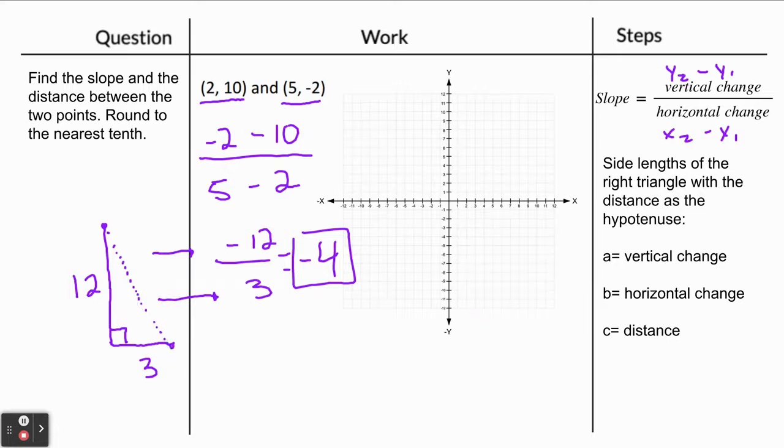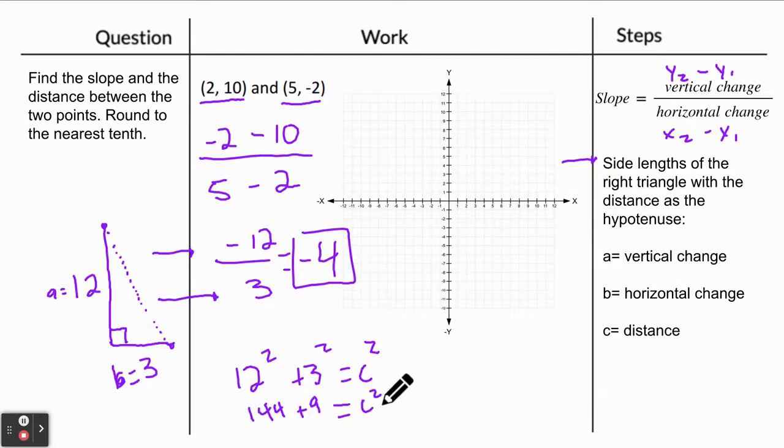So once we have the vertical change and the horizontal change, we can just plug that into the Pythagorean theorem. In this case, A is the vertical change, B is the horizontal change. So I'm going to do A squared plus B squared equals C squared, so I can solve for C. In this case, 144 plus 9 equals C squared.